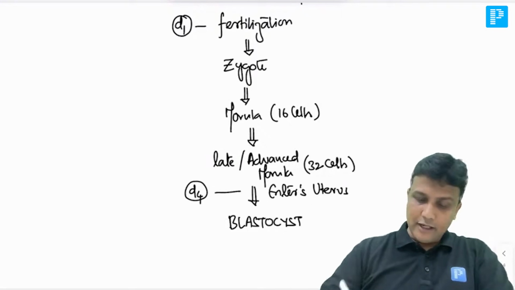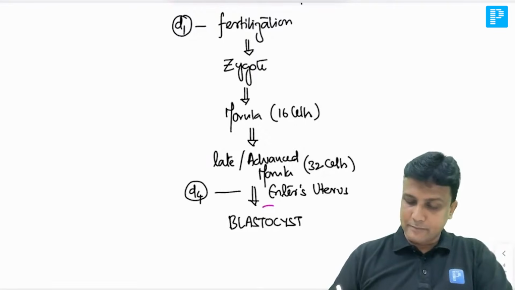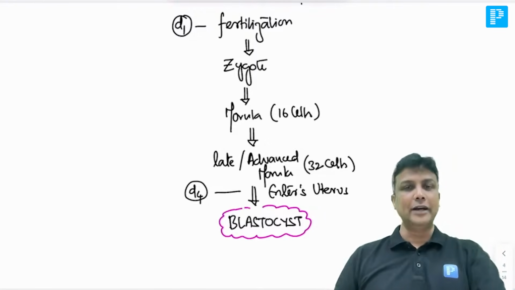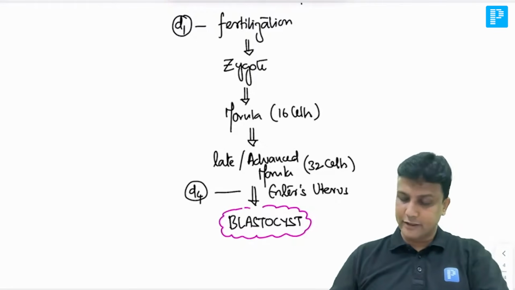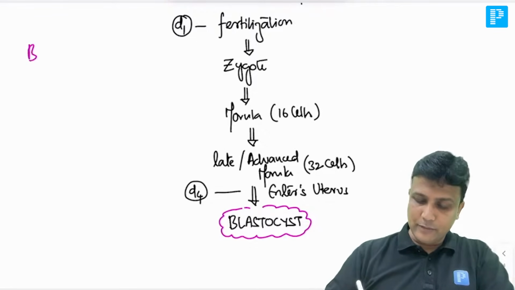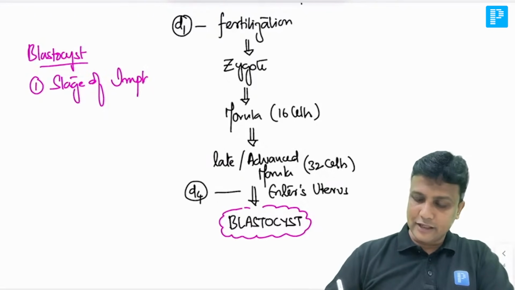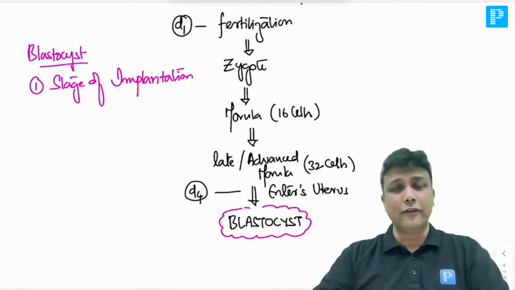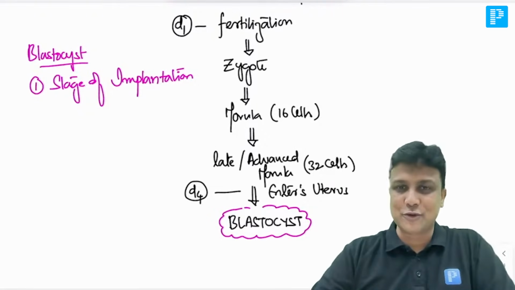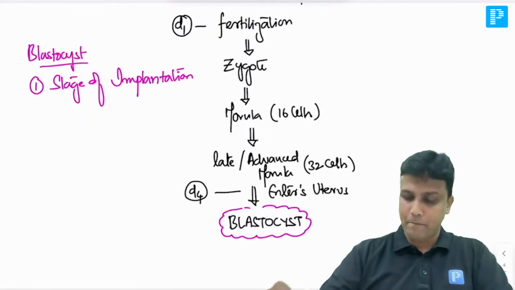Fine. And now, my dear doctors, remember this blastocyst will be very important here. There are so many questions about that one. Let me tell you all the questions one by one. Number 1, blastocyst is the stage of implantation. Yes or no? You can very clearly see in our diagram, out of all the stages, zygote, morula, late morula and all, which one will undergo implantation? Blastocyst will undergo implantation.